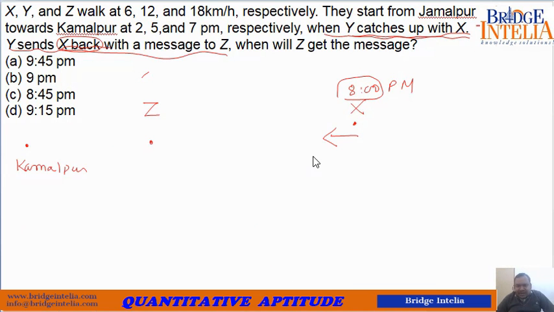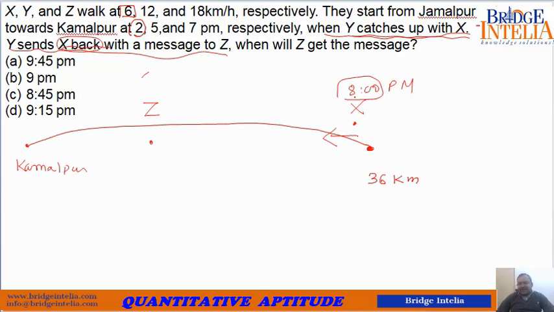So the question is, where did this meeting take place? Think in terms of X. X started his journey at 2 p.m. and he meets Y at 8 p.m. So X has traveled for 6 hours. In those 6 hours, X must have covered 6 into 6, that is 36 kilometers. So the meeting has taken place at a distance of 36 kilometers from the city of Kamalpur.